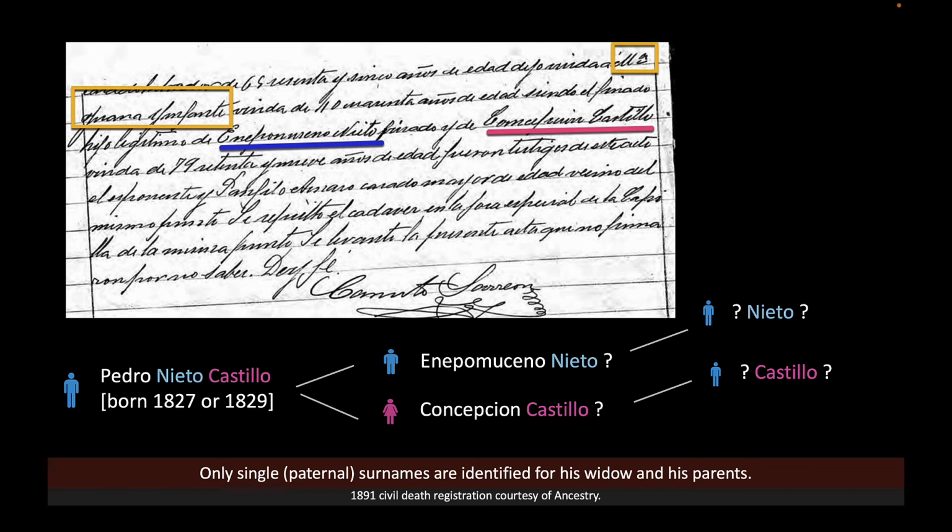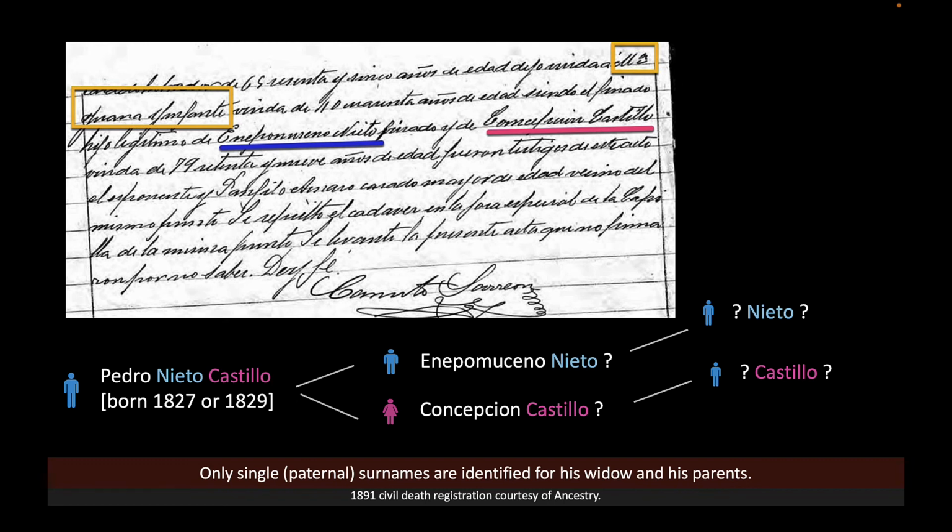So what's our big takeaway? Our big takeaway from this record is that even though the formal dual surname standard was in place by this time, 1891, we sometimes see the dual surname in records, yet we oftentimes only see a single surname, and that's usually the paternal surname. We do tend to find dual surnames most often in Mexican civil registrations because civil registrations became the legal vital record in Mexico.